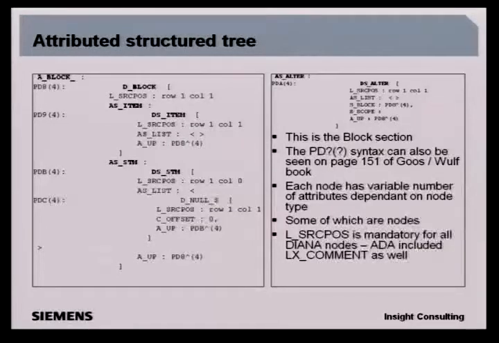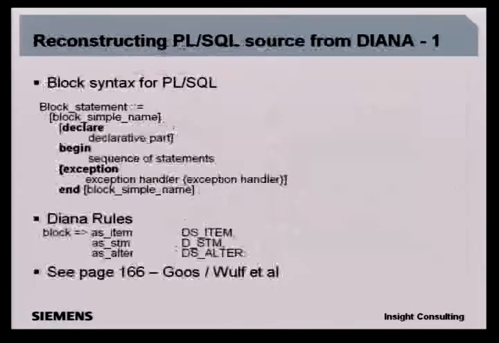Each node type has a variable number of attributes. We'll look at that again in a minute. Some of those attributes are pointers to other nodes, and some things like source position are mandatory. It's on every node. Ada also had another mandatory lexical attribute called lxcomment, which is not in PLSQL.